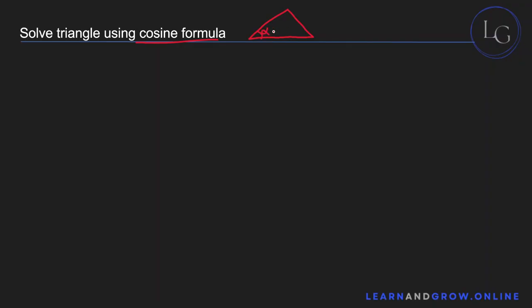Now the side opposite to angle alpha, let's say that is A. This is angle beta. The side opposite to this angle beta is this side B. This is angle gamma. The side opposite to this angle gamma is side C.